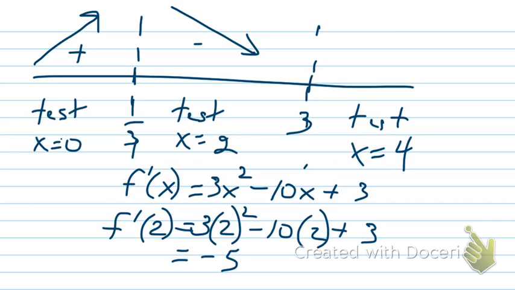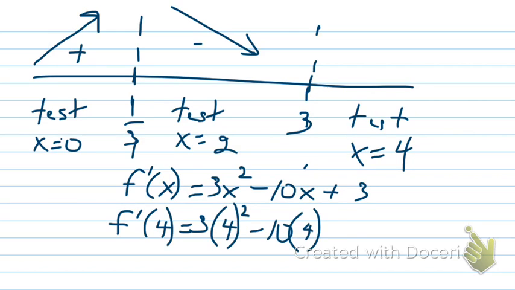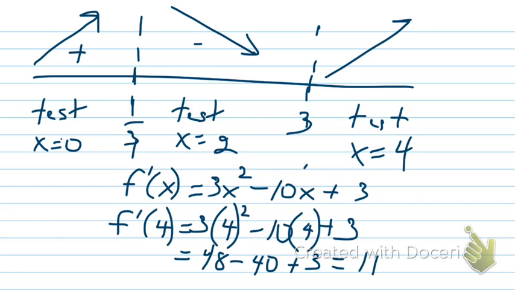Let's test another one, like 4. When we do, we plug a 4 into that derivative. So that would be 3 times the square of 4 minus 10 times 4, add 3. Well, that's maybe 48, take away 40, add 3. Okay, well that's 11, but the point is that it's positive, so the function is increasing again.